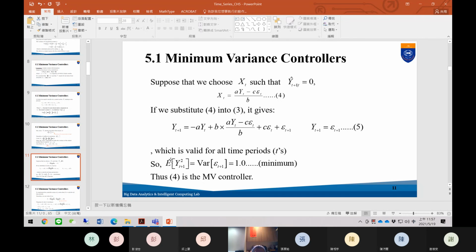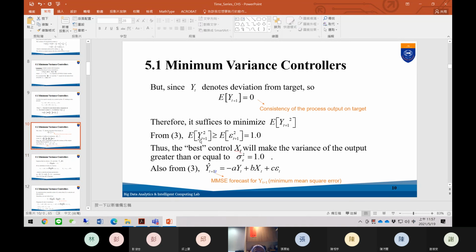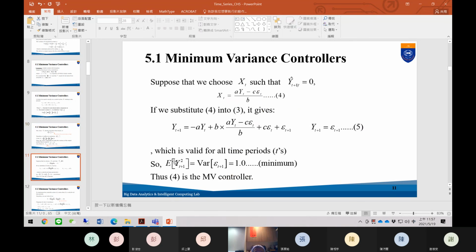That is to say, the expected value of YT plus 1 equals this one, like this. So the expected value of y squared equals the variance of epsilon T plus 1, which is 1.0. Minimum achieved. So cool. That is to say, equation number 4 is the minimum variance controller. This is the coolest thing I ever saw today.